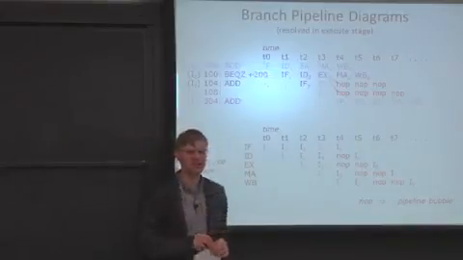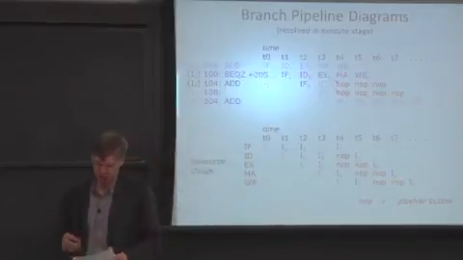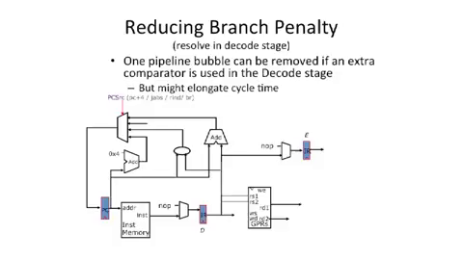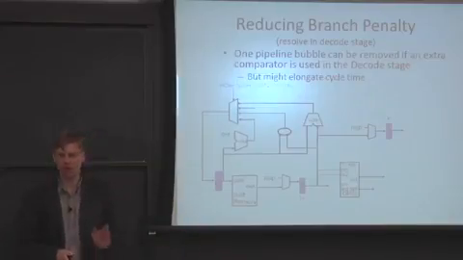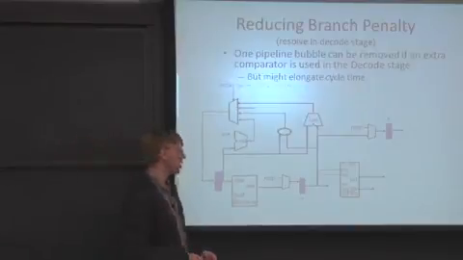OK, well, but this still isn't good. I don't want every single branch I take to have a CPI of 3. So let's talk about some ways to mitigate this cost, or how do we reduce the branch penalty? Well, one way to do it is we can add a comparator one stage earlier and have it resolve in the same timeline as something like the jump.